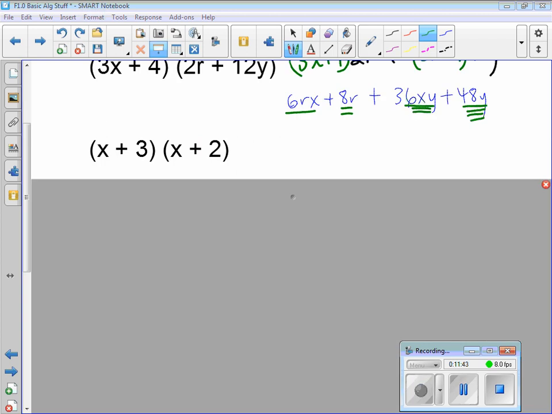So why don't you try your distributive property here with this x plus 3 and x plus 2. Don't worry about foiling it. That's where we're going to go. But right now, I just want you to practice this just using the distributive property. Put me on pause and come back and check.